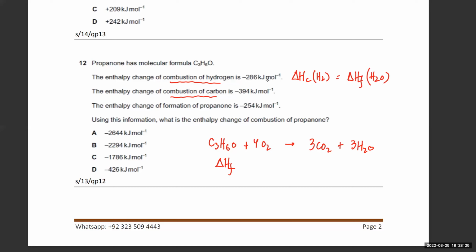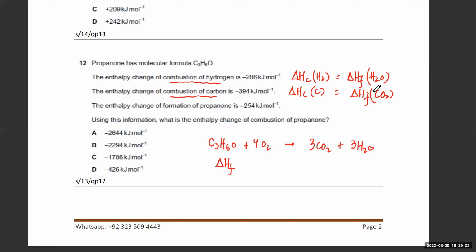So it's still negative 286. Because in combustion, what happens? H2 burns with oxygen to produce H2O. So both of them are exactly the same. And also remember, combustion of carbon and formation of CO2 are the same thing. So sir, we'll have to memorize these. I mean, you don't have to memorize the value. You have to memorize that in certain instances, the combustion of something and the formation of something are kind of the same reaction, and they have the same enthalpy change.